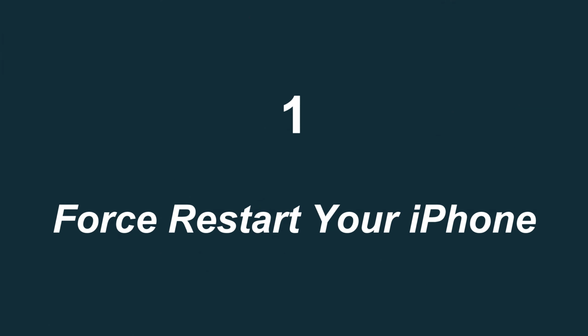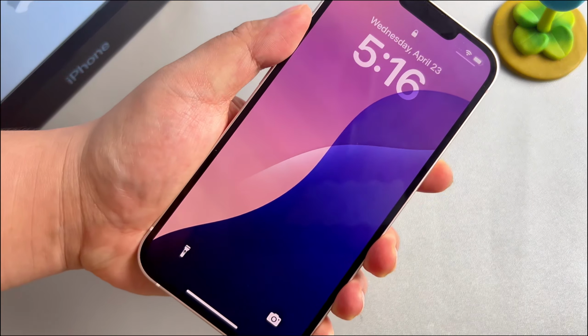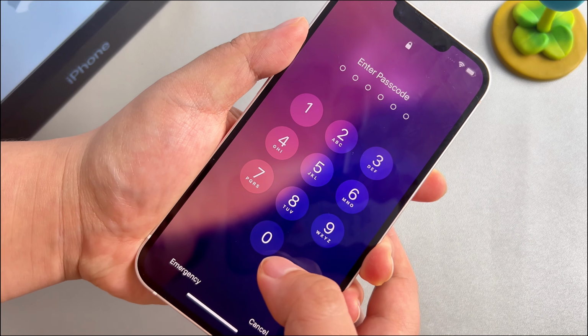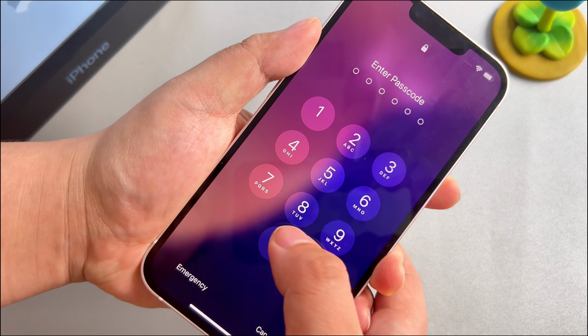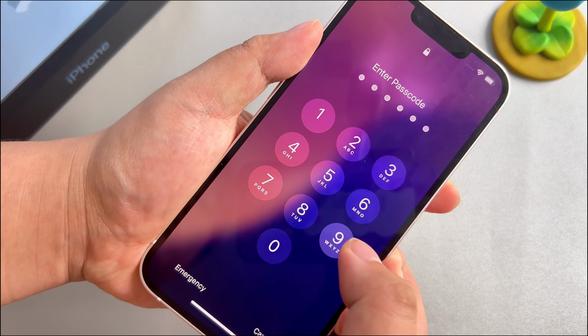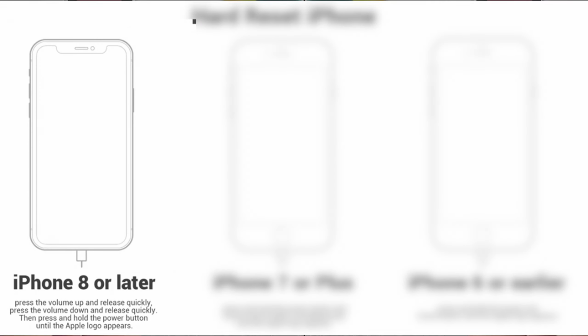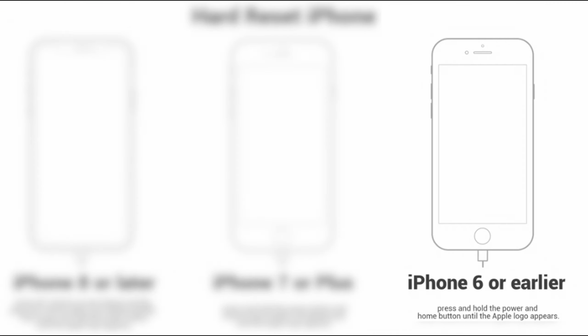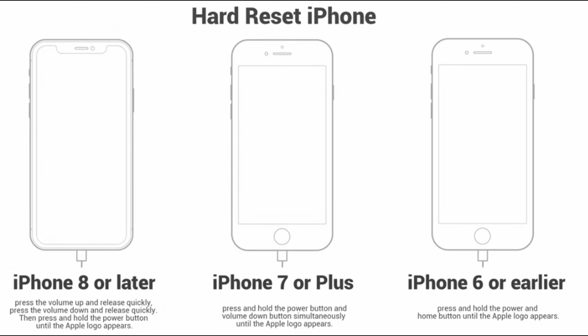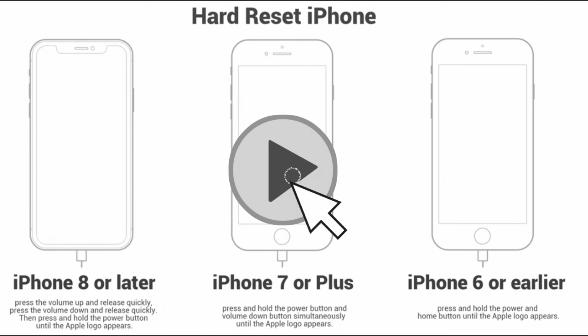Method 1. Force restart your iPhone. When your iPhone passcode isn't working or your iPhone doesn't accept the correct passcode, the first solution is to try to force restart your iPhone to check if the screen password starts working. Here, you can see the methods of force restarting different iPhone models. If you need to, you can pause the video to perform the operation.